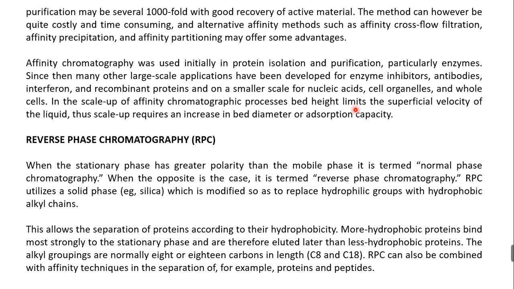The next type, reverse phase chromatography, we will see in the next class.